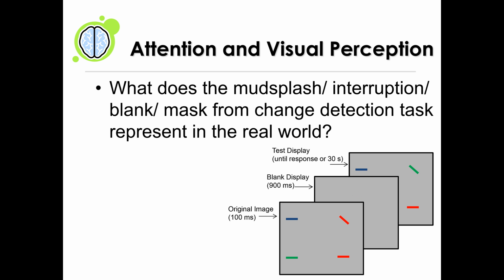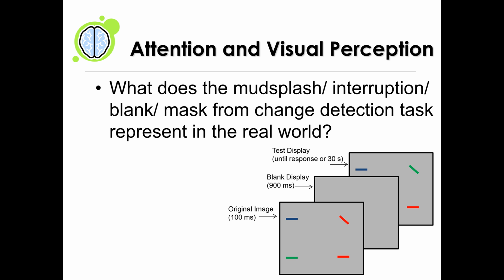So just really quickly, just to wrap things up here, this is one final comparison between what we're talking about in this talk and what we talked about in the prior talk, just to wrap up this visual attention. Think about change blindness. Remember in the change blindness task when you have the mud splash, the interruption, the blank screen, the mask? What does that represent in the real world? So what we're talking about here is the original image displayed for 100 milliseconds, going to the blank screen, displayed for almost a second, and then to the test display, displayed until the participant figures out which object changed.